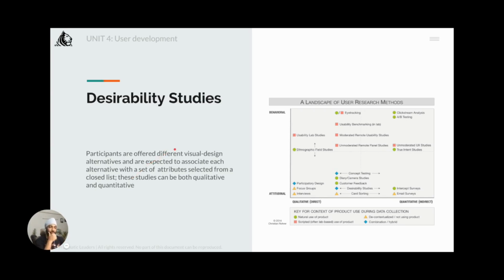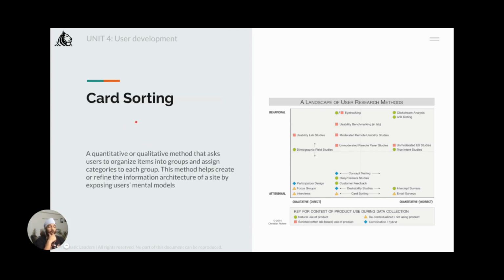Okay, and these studies can be both quantitative or qualitative. So you can also give, on a scale of 1 to 10, how calm are you feeling? I'm feeling calm, I'll give it a rating of 10. So that becomes a quantitative measure of the desirability. Okay. Then comes card sorting.